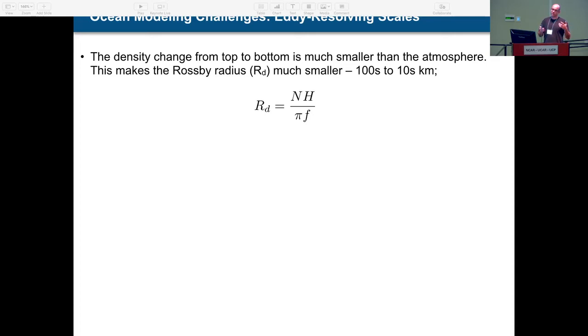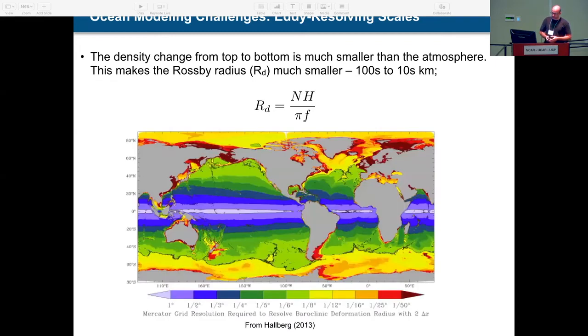Therefore, with a coarser resolution grid spacing, you can better represent the mesoscale processes in the atmosphere compared to the ocean. And to give you an idea, this plot is from Hallberg 2013. It shows the ratio between the baroclinic radius of deformation divided by the grid spacing. Just to give you an idea of how much horizontal resolution is needed to start resolving the mesoscale eddies.